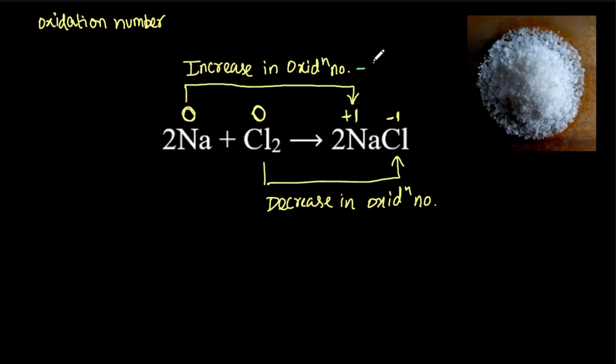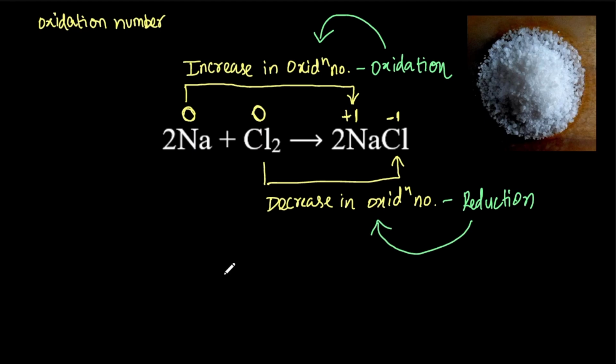Already we said that for sodium it is loss of electron, that is, oxidation takes place, and for chlorine it is gain of electron, that is, reduction takes place. Now we are going to compare that with the concept of oxidation number. Oxidation refers to increase in oxidation number. Reduction refers to decrease in oxidation number. So always when there is an increase in oxidation number, it refers to the process of oxidation. When there is a decrease in oxidation number, it refers to the process of reduction. This is the final definition of oxidation and reduction, and it is the easiest way to find which element is oxidized and which element is reduced.